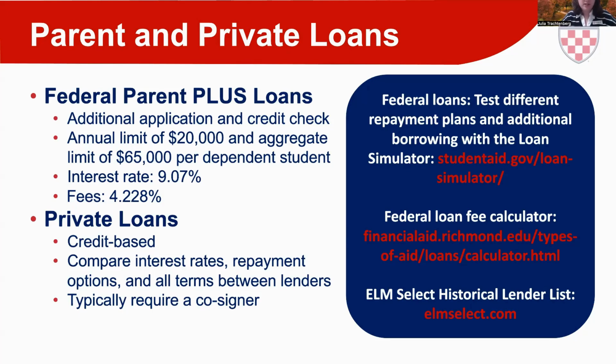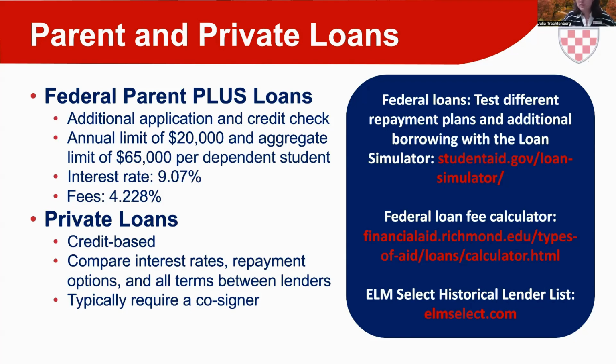There are also private loan options that students or parents can borrow. These are also going to be credit-based and will vary a lot between different lenders. So if you are looking into private loans, I would recommend comparing the interest rates that you qualify for from different lenders, looking at the different repayment options and plans that they offer, and then just making sure you're comparing all the terms of your loans before you make a final decision. Often, a private loan will also require a co-signer for undergrad students, so that's something to consider as well.